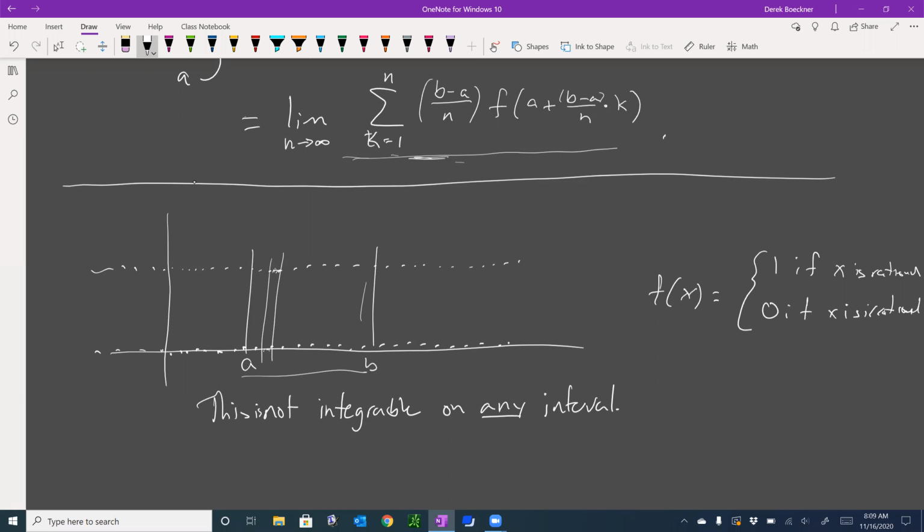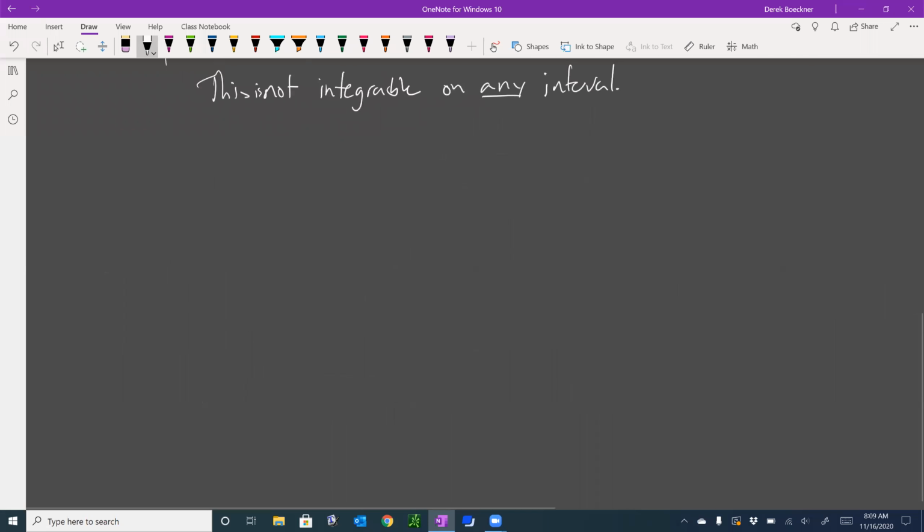Does that make sense? So this is kind of like the integral case of the sequence 1, 0, 1, 0, 1, 0. This sequence doesn't converge because it just keeps bouncing around. This is the area case of that bouncing around type of deal. Okay. All right, enough of that.